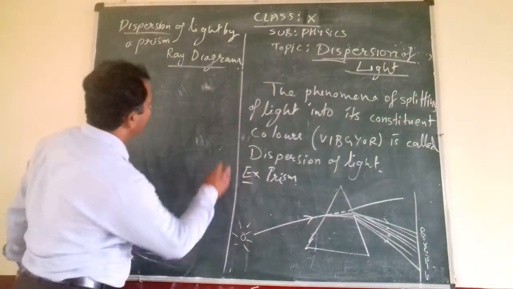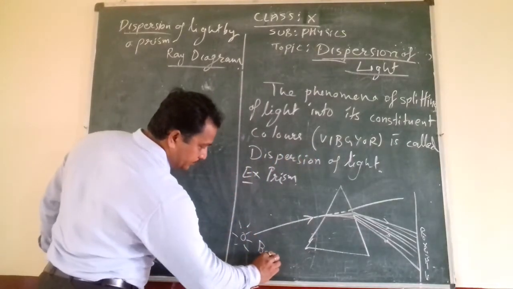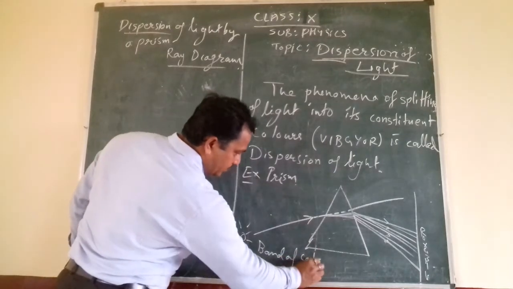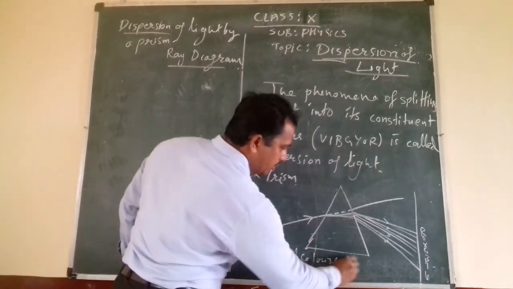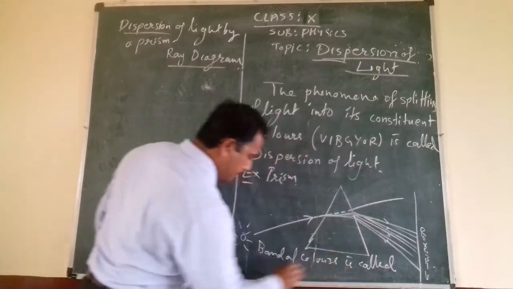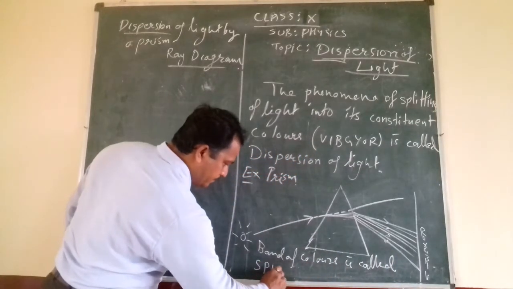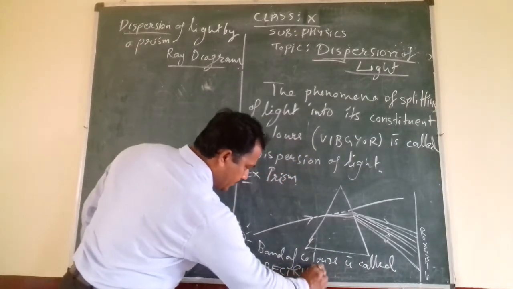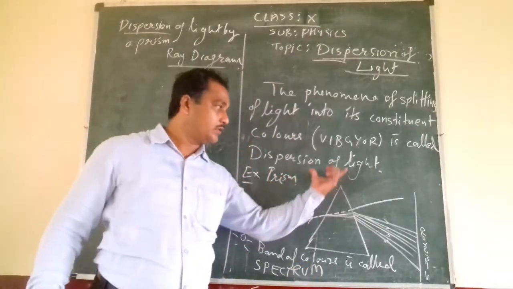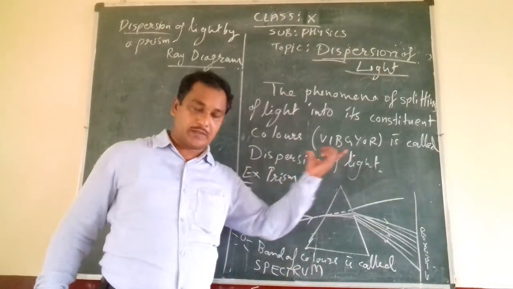You can write here: band of the colors is called spectrum. What is spectrum? The band of these 7 colors is known as spectrum.